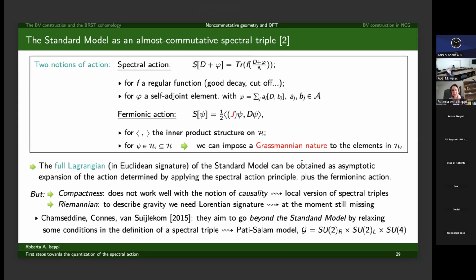Just to say that research didn't stop in 2008. There have been a lot of models, a lot of people trying to go beyond the standard model, also because we know that indeed we need to go beyond that. One possibility is, for example, going in the direction of these Pati-Salam models, where the gauge group is a bit bigger than the classic U1 times SU2 times SU3.